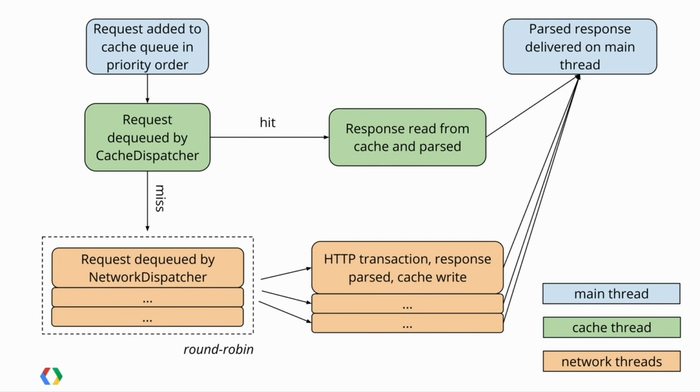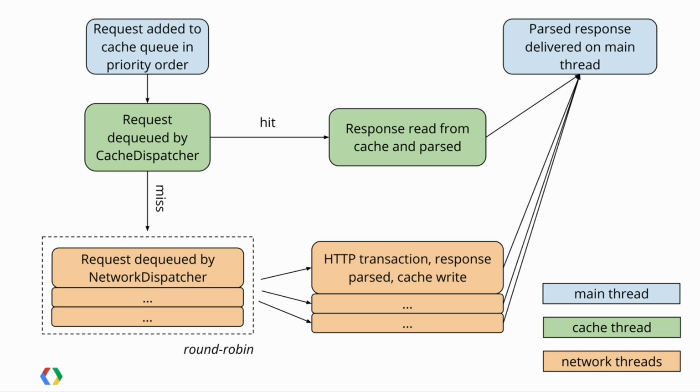So Volley, like I mentioned before, handles operating a thread pool for you. There's one cache dispatcher thread. There's one or more network dispatcher threads. This diagram shows the flow of a request through the dispatch pipeline. The blue boxes are the main thread. That's typically going to be your calling code and the response handler. The green boxes are the cache dispatcher thread. And the orange boxes are the network dispatcher threads.